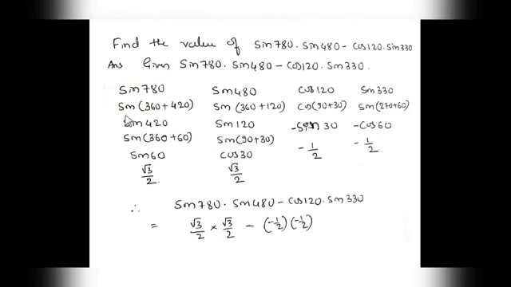Sine 780 can be divided as sine 360 plus 420. Now 360 plus theta is in the first quadrant. In the first quadrant all are positive. Sine will not change. Directly sine 420. But still we can split this. Sine 420 can be written as sine 360 plus 60. 360 plus theta again is in the first quadrant. Sine will remain sine of 60. Sine 60 is equal to root 3 divided by 2.